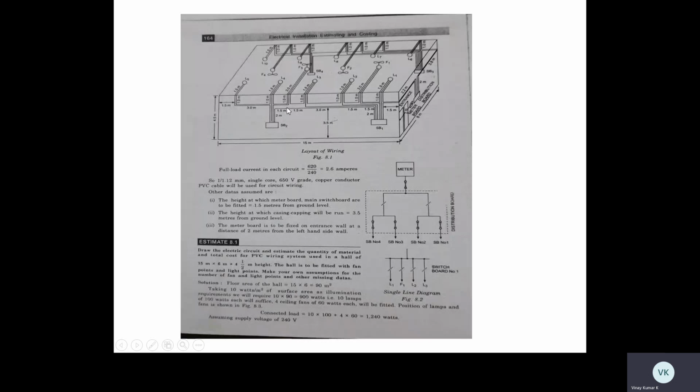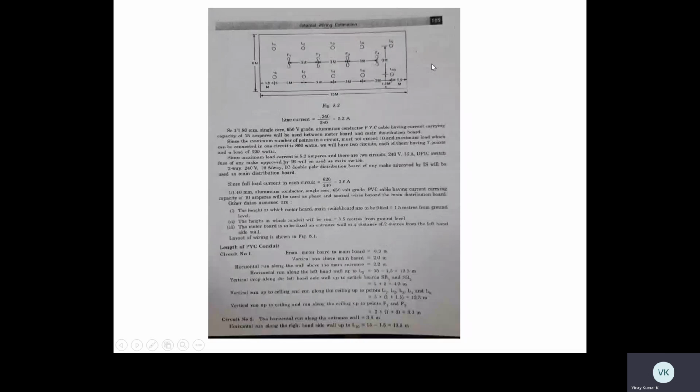You can see here, 5 lamps each and 2 fans. Here, 5 lamps each and 2 fans. Fan number 2 and fan number 4 are in one sub-circuit. Fan number 1 and fan number 3 are in the other sub-circuit. Lamp 1, lamp 2, lamp 3, lamp 4, lamp 5, these 5 lamps are in one sub-circuit. Lamps 6, 7, 8, 9, 10 are in the other sub-circuit. This is how I have decided the sub-circuits.